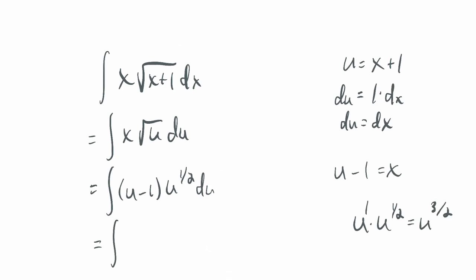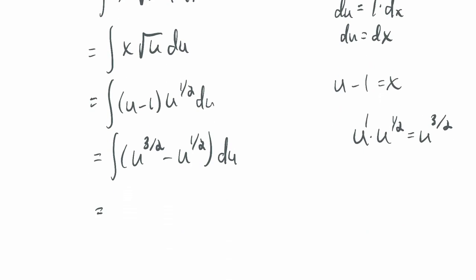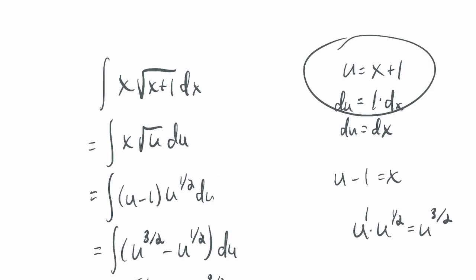This is the antiderivative of u to the 3/2 power minus u to the 1/2 power du. Okay, and then I'll just apply the power rule to each term individually. So this is u to the 5/2 power over 5/2 minus u to the 3/2 power over 3/2 plus c. And I'm not done because I have to put the x plus 1 back in for u. This is how we defined u.